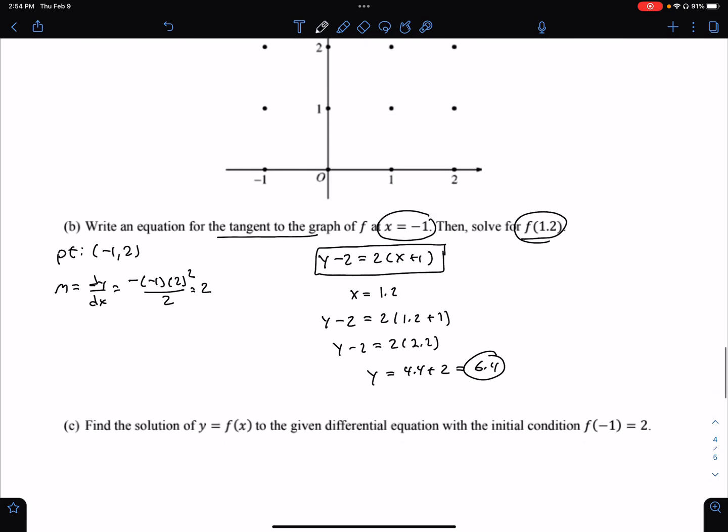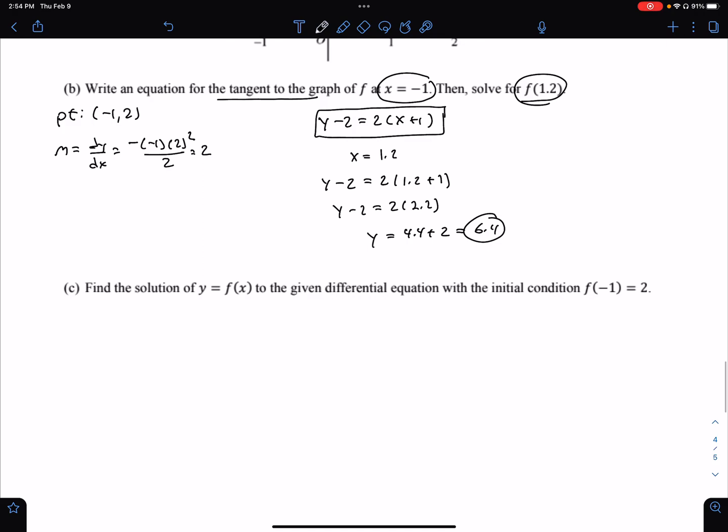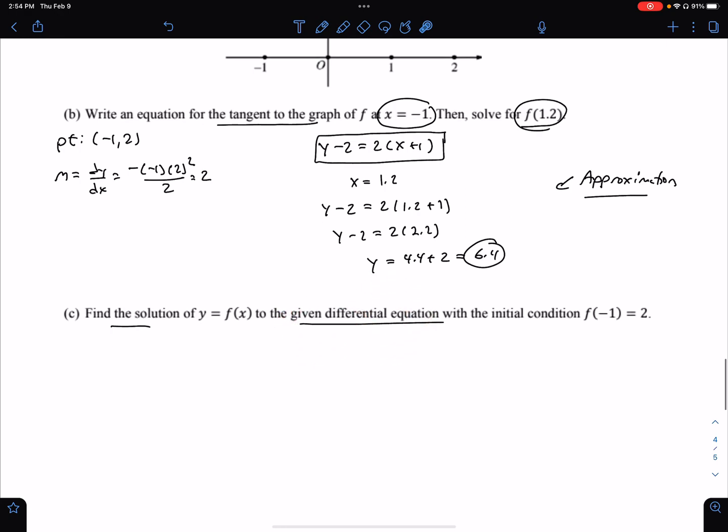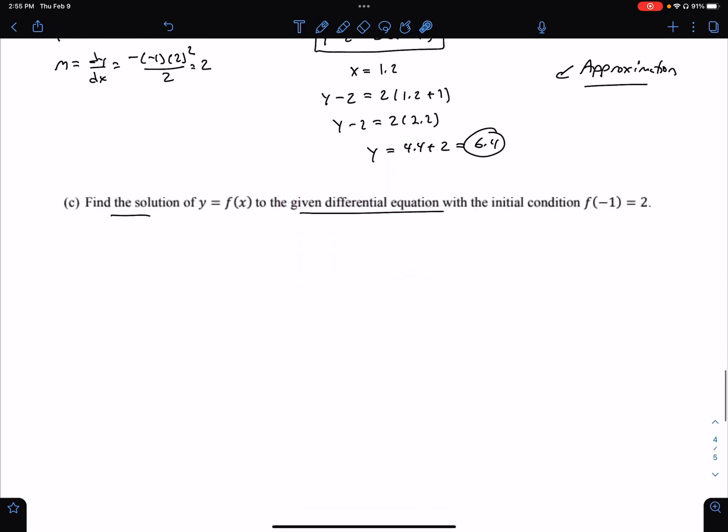All right, for the next one, remember, Part B is only an approximation. It is not the exact value. For Part C, now they want us to find the exact value. So they're saying my tangent line is just an approximation. It could be this, but now they're saying, give me what it really is. Tell me what it really is. That's what we're looking for when we solve a differential equation. So we're going to set this up.